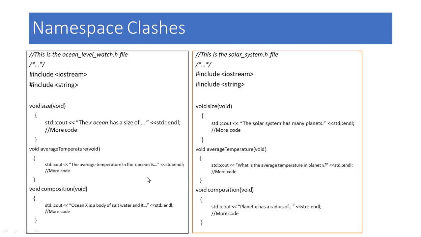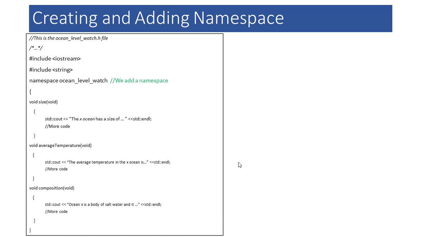So the three functions are available in both header files, and we need them in our application. In this situation, we could have a namespace clash or some namespace clashes. Let's see how we can work with it and avoid those namespace clashes in our application. Now, creating and adding namespace.